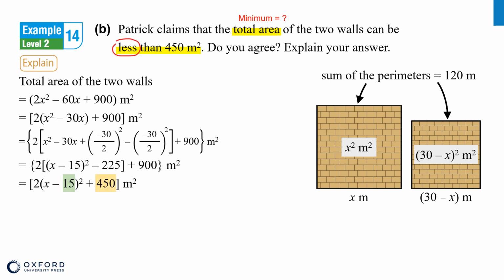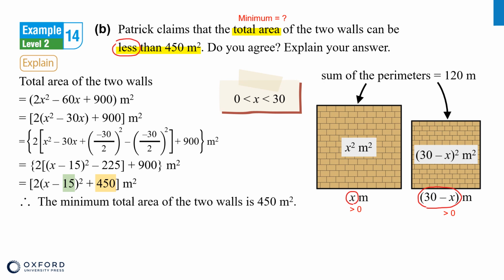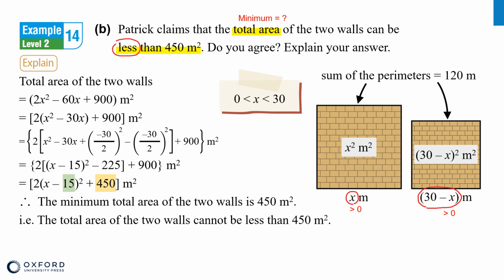Let's check if this is a feasible solution. Apparently, the lengths of the sides of both walls must be positive. So the value of x must be between 0 and 30. 15 is in this range, so it's feasible in this situation. We've got that the minimum total area of the two walls is 450 meters squared. In other words, the total area of the two walls cannot be less than 450 meters squared.